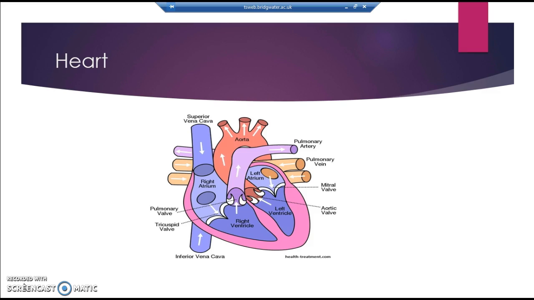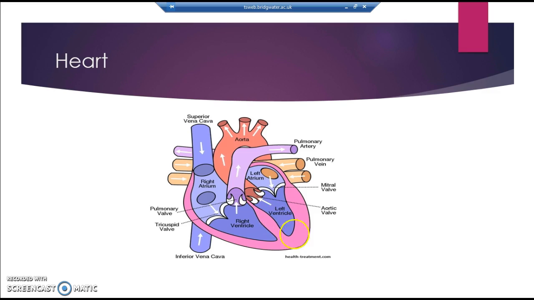As you can see, the superior vena cava basically just carries deoxygenated blood from the upper body to the heart. The next one, it doesn't show it on this sheet, but here is the septum. Basically, it just separates the chambers apart, one side for oxygenated, one side for deoxygenated.